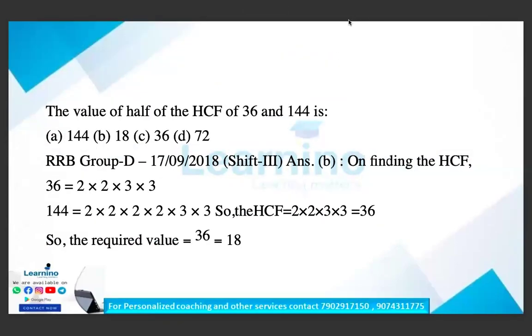The value of half of the HCF of 36 and 144. So HCF is 36. So the required value is 36 by 2. The answer will be 18.